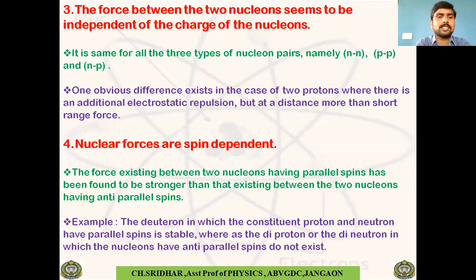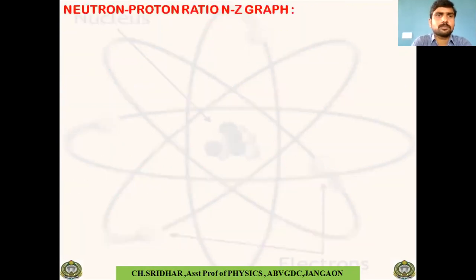If you consider as an example the deuteron problem, the deuteron, in which the constituent proton and neutron have parallel spins, is stable, whereas the diproton or the dineutron, in which the nucleons have anti-parallel spins, do not exist. So this is how the nuclear forces are spin dependent. So these are the properties of nuclear forces.